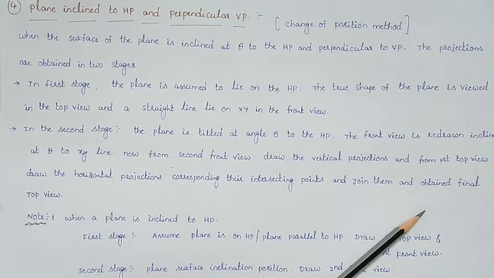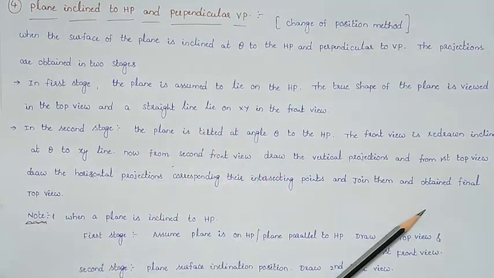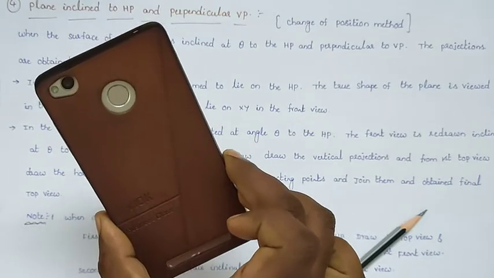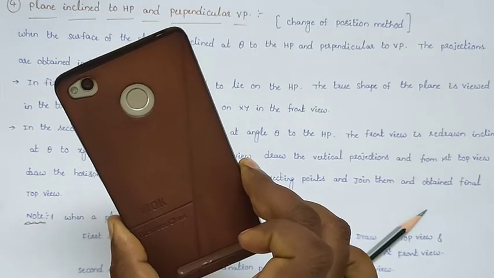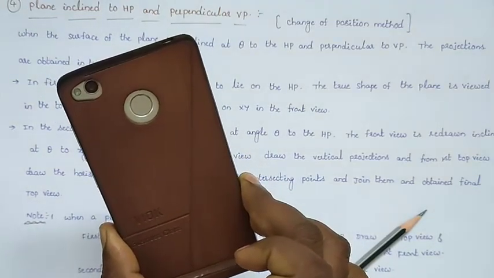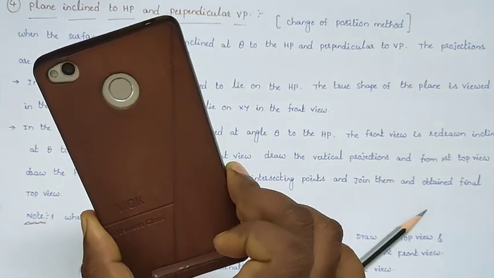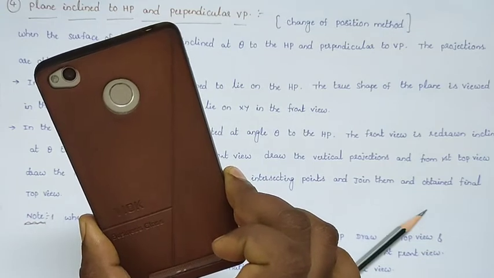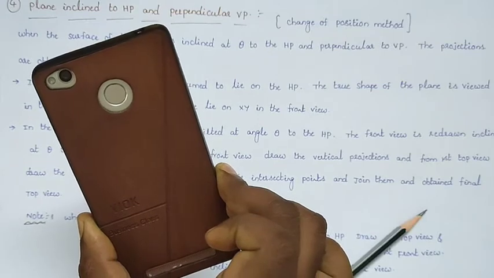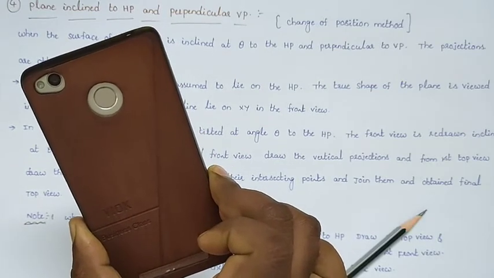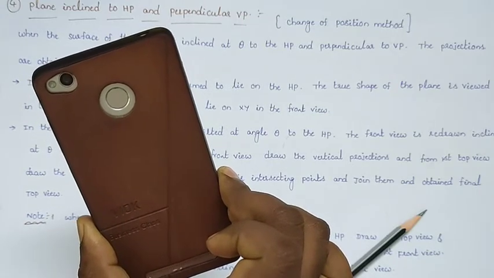When a plane surface is inclined to the horizontal plane, suppose you treat this as the horizontal plane, inclined to HP means this is the position. So when a plane surface is inclined to HP, it is always perpendicular to the vertical plane. In this position, we can draw the projections by using the change of position method. So how will we draw the projections by using the change of position method?